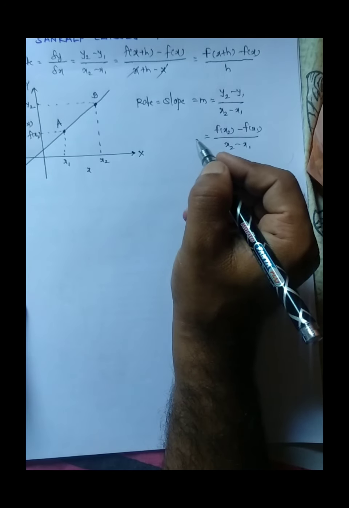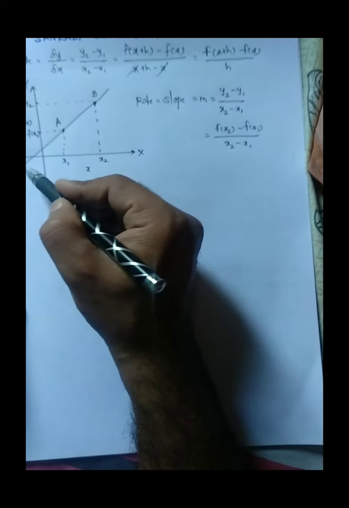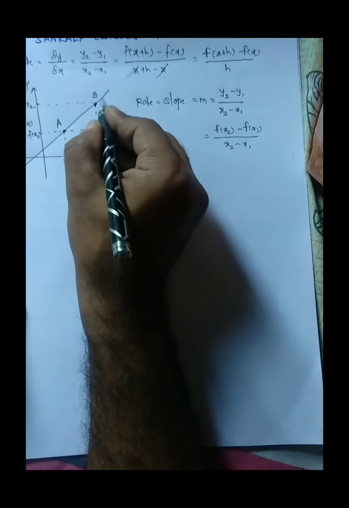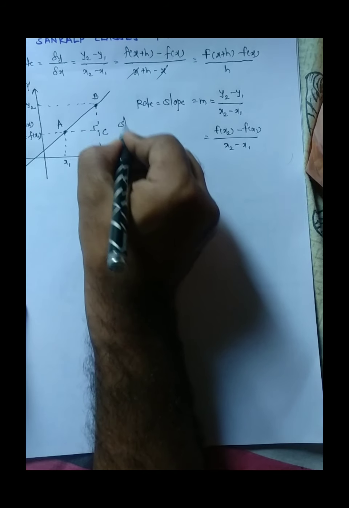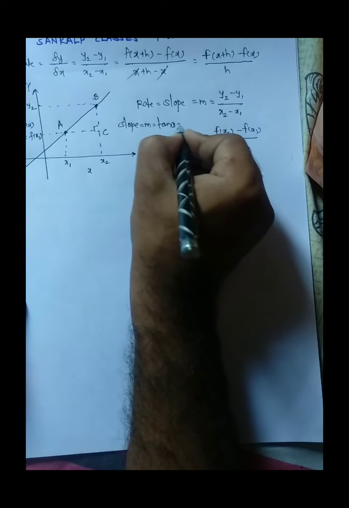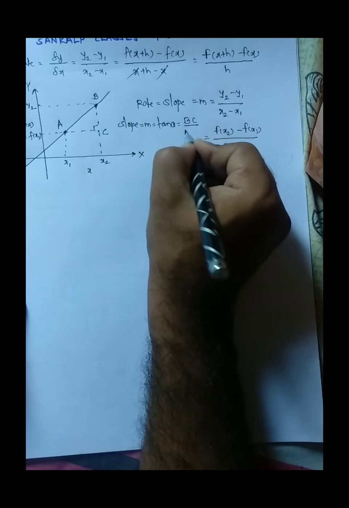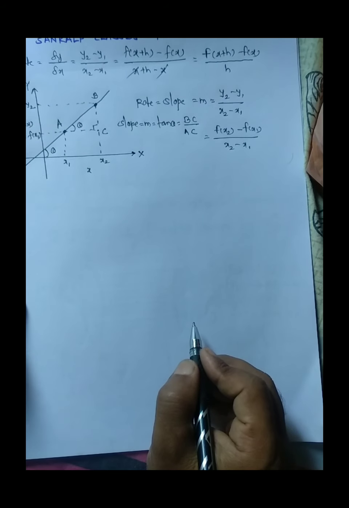Now this is a line, and the line has a slope by using these 2 points on the line, and you will get a rectangle here, with points A, B, and C. Then you can find out the slope m is equal to tan theta, which is nothing but BC divided by AC, and here this angle theta is made by the line with the positive x-axis.